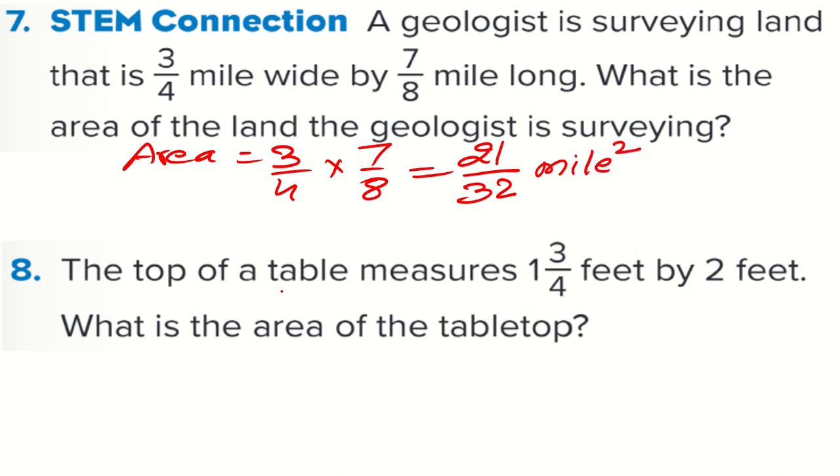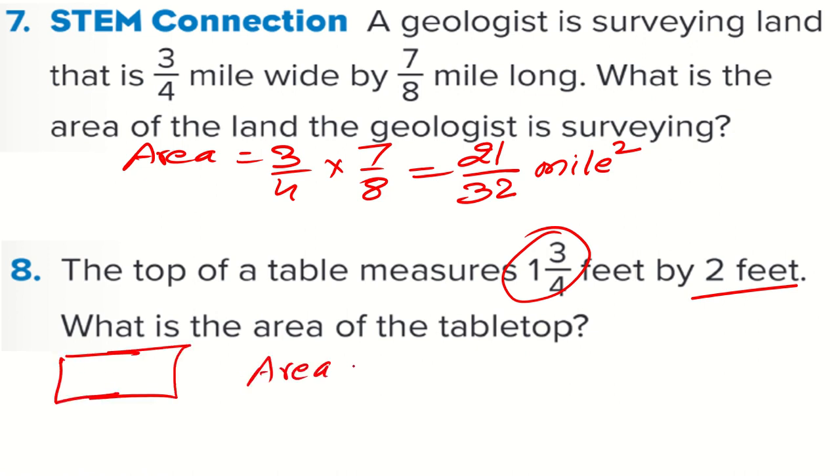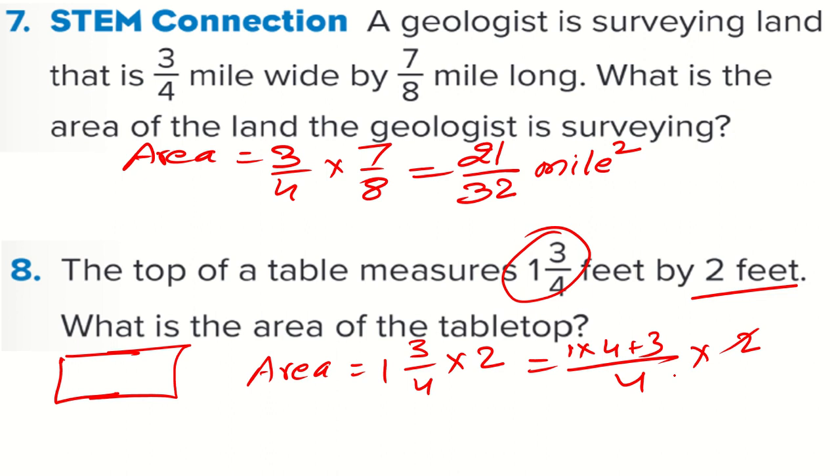Now the top of the table measures 1 and 3 over 4 feet by 2 feet. What is the area of the tabletop? So table means it is looking like a rectangle. So its area will be 1 and 3 over 4 times 2. Convert it into the improper fraction. 4 multiply 1 and then plus 3 over 4 times 2. Again 2 is up and 4 is down, so you can simplify this. 4 multiply 1, 4. 4 plus 3, 7 over 2. That is 3 and 1 over 2 feet square.